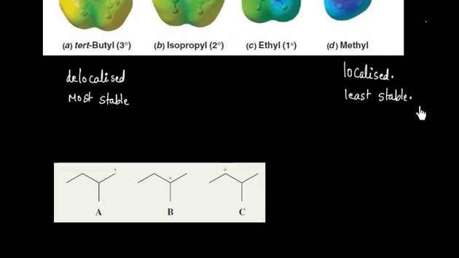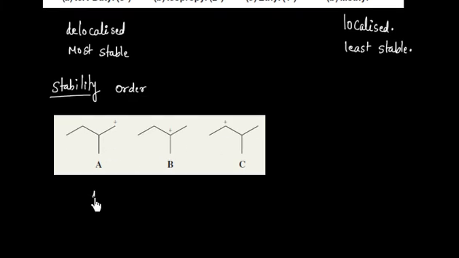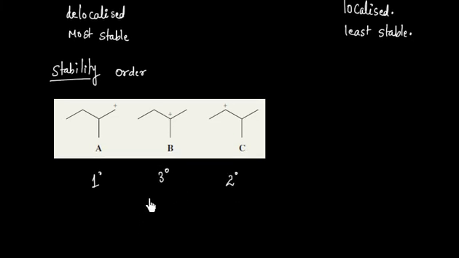Let us do a small problem. We have been given 3 carbocations, and we have to find the stability order. This carbocation is primary, this carbocation is tertiary, and this carbocation is secondary. So tertiary is most stable, so B is most stable, then we have C, and then we have A. So this is the stability order.